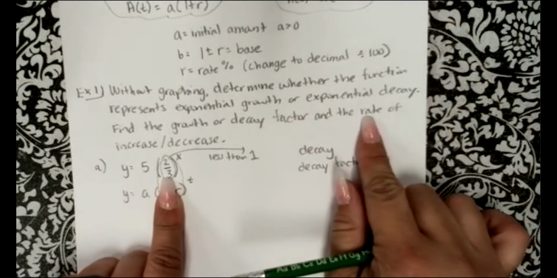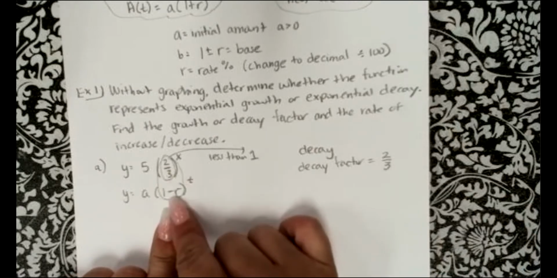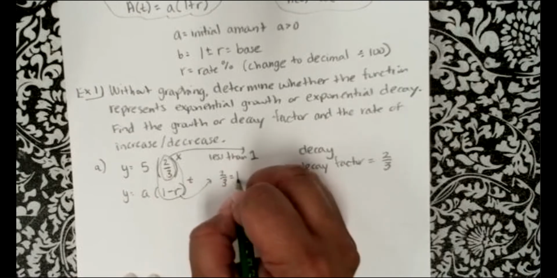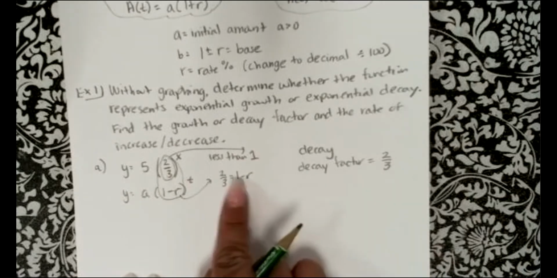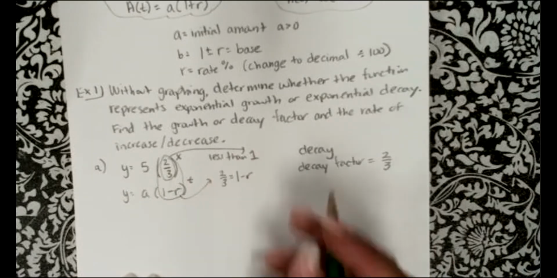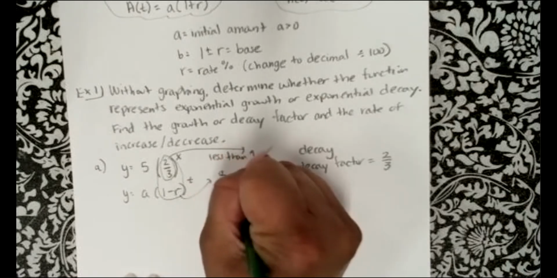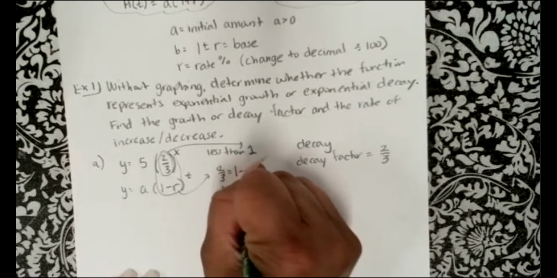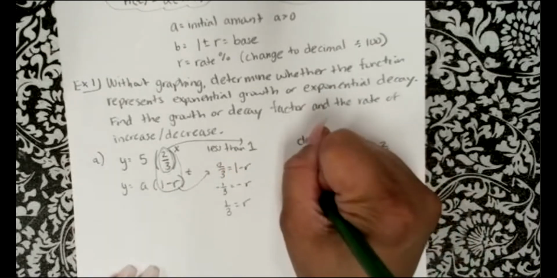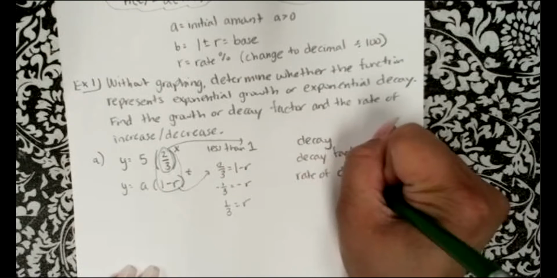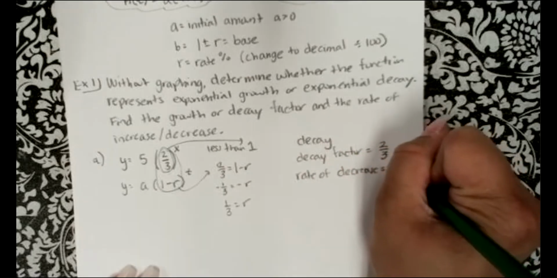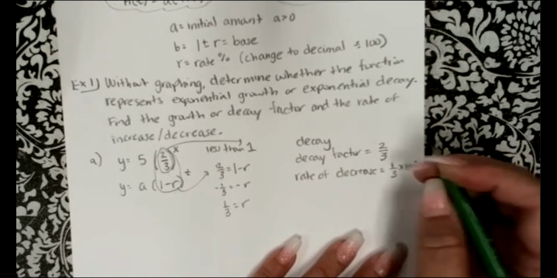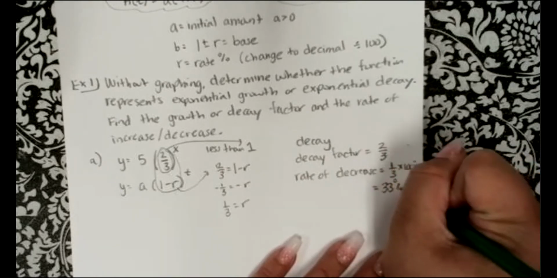Now, how am I going to find my rate? To find my rate, I need to solve this. So now I'm going to set 2/3 equal to 1 minus r. If I subtract 1 from both sides, 2/3 minus 1 is going to be negative 1/3. I'm going to divide both sides by negative 1, so positive 1/3 equals r. So my rate of decrease is going to be 1/3. I want to multiply that by 100%, and that gives me 33%.